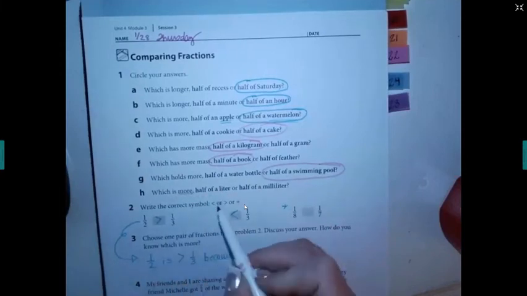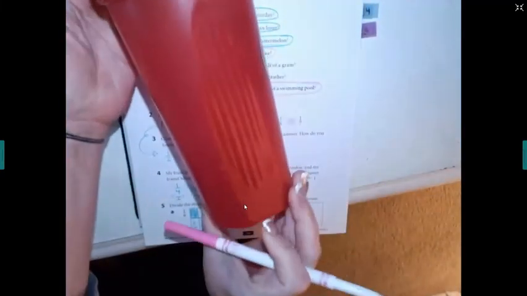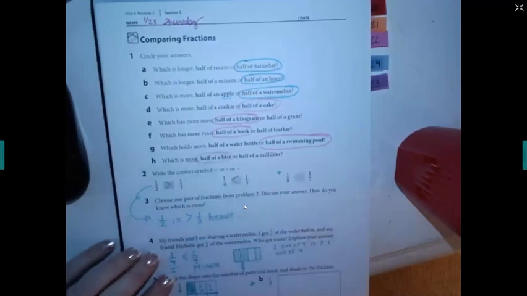Which is more, half of a liter? A liter is, think about things like soda, or if you look at Miss Gerald's big water bottle, like my water bottle, this is about a liter. So half of a liter, or half of a milliliter? A milliliter is a little tiny amount that you would measure with little medicine droppers. If you've had Tylenol recently, then those little cups of medicine, one of the tiny little lines on the bottom is a milliliter. It's a very small amount. So half of a liter is more.